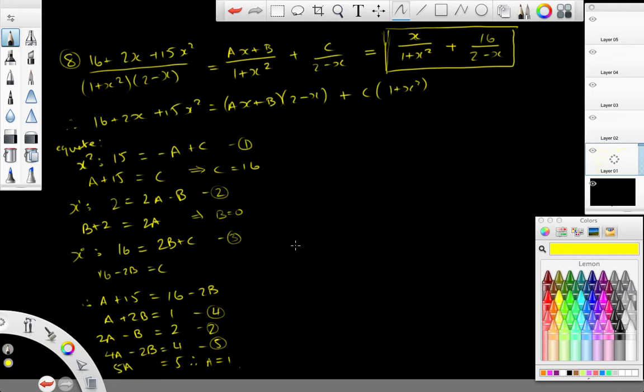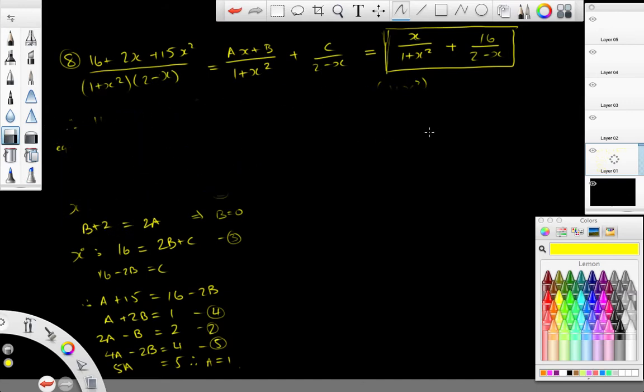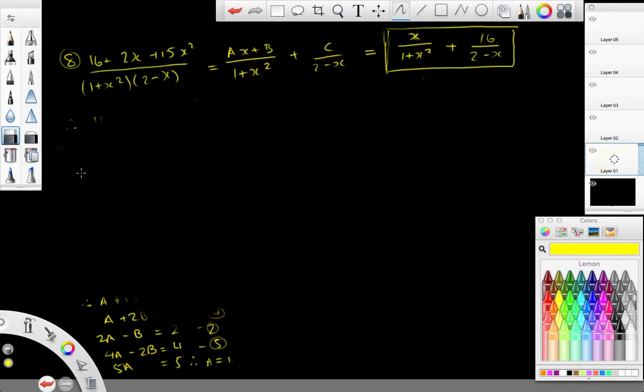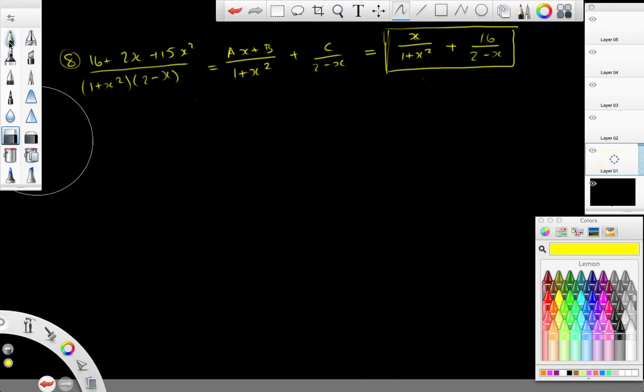Alright. So I'm just going to rub this off and start the next bit of the question. Okay, so you're asked to do the integral of this f of x between 0 and 1, so we can say this is f of x dx. So that's going to be equal to the integral from 0 to 1 of this. So it's going to be x over 1 plus x squared plus 16 over 2 minus x dx.